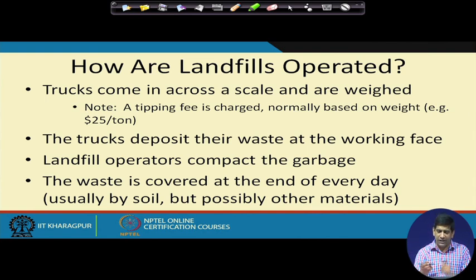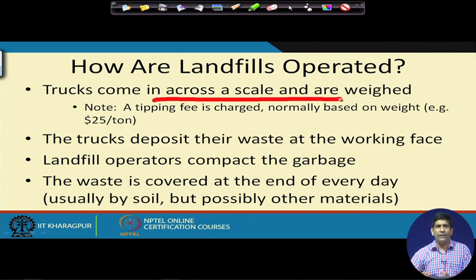So trucks come in and they will come onto a scale and be weighed. The truck is also weighed on the way out. The difference of the weight actually gives the weight of the garbage, isn't it? Initially the truck comes in, so it's the weight of the truck plus the weight of the garbage. Then it goes to the landfill site where the waste is decomposed, and it drops off the layer of garbage.